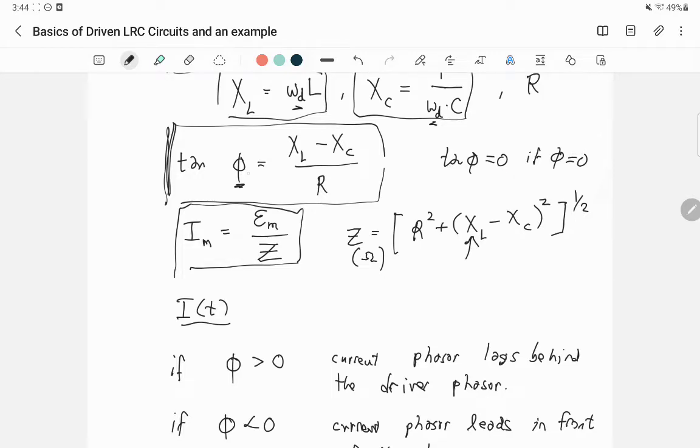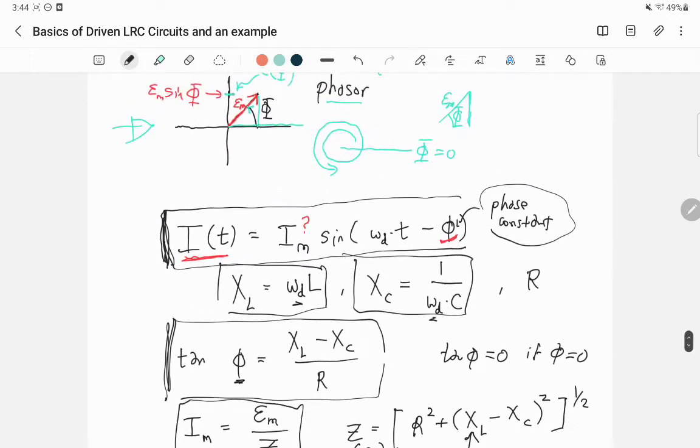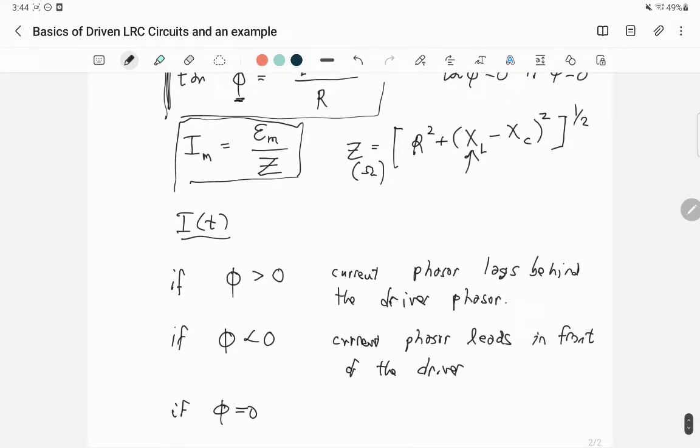And the way that the tangent of the angle can be 0 is if the inductive and capacitive reactances actually have the same value. So if 1 divided by the driver frequency times the capacitance in the circuit is equal to the driver frequency times the inductance in the circuit, then you're going to get phase angle equal to 0. So this happens if XL equals XC. This is also the condition of resonance.